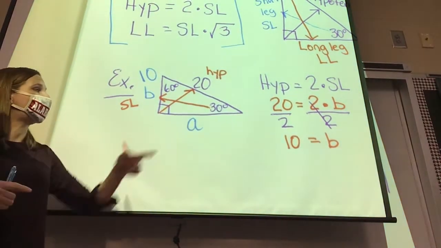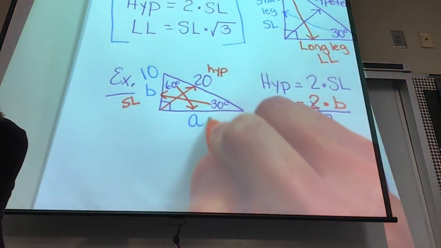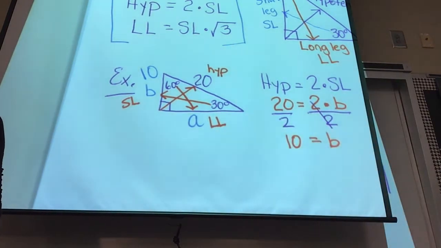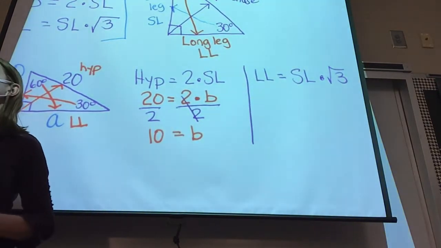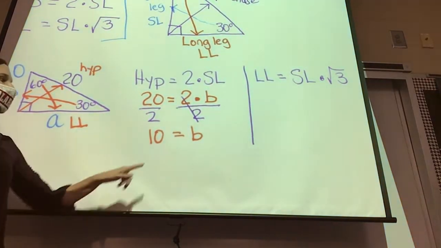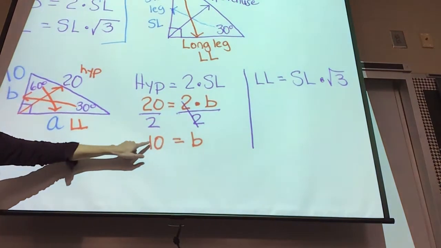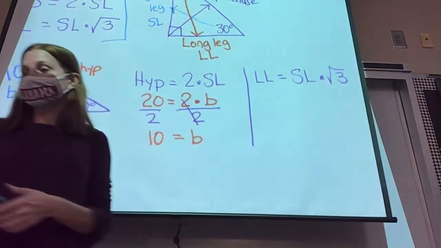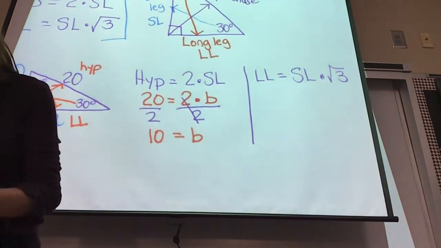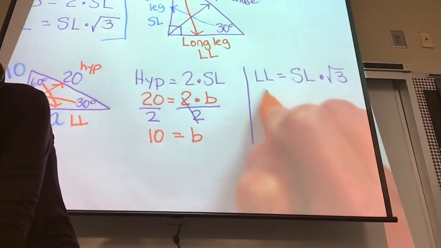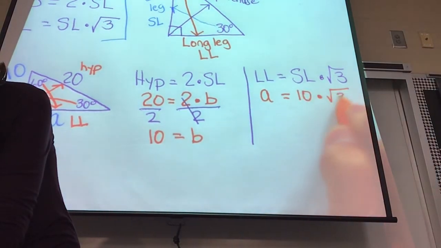Now all I need to do is find the long leg. This is my long leg. So what do I need to do now to my second formula? Plug 10 into the SL. Remember, 10 is now your short leg. So now this needs to be plugged in over here. My long leg is what letter? A. So now I have letter A equal to 10 times the square root of 3.